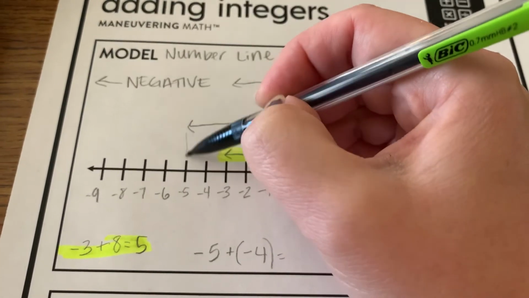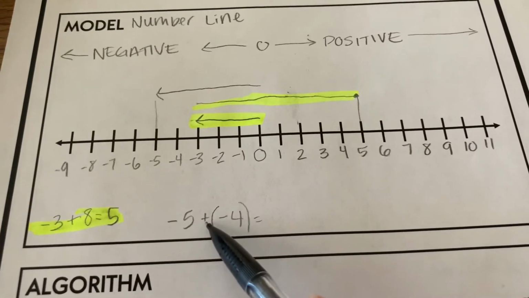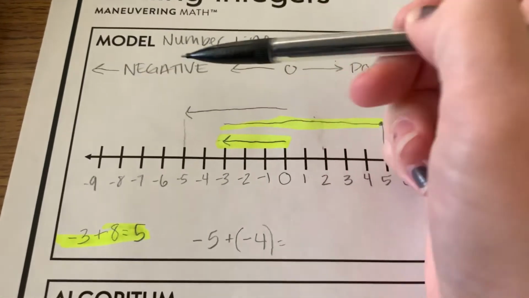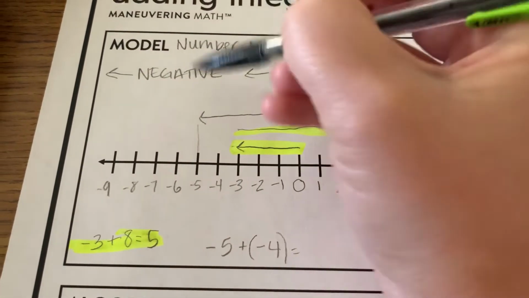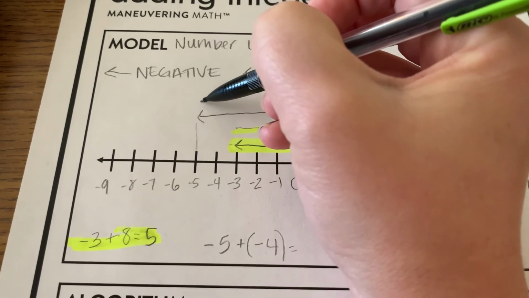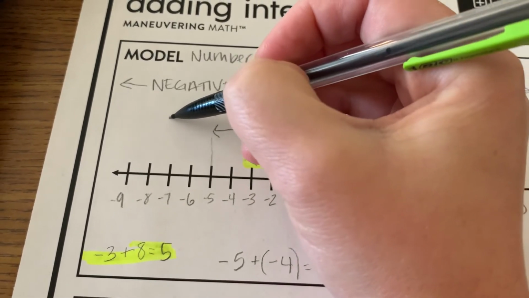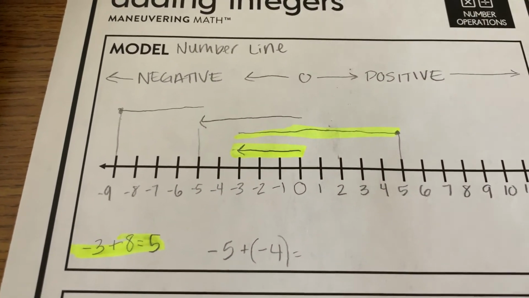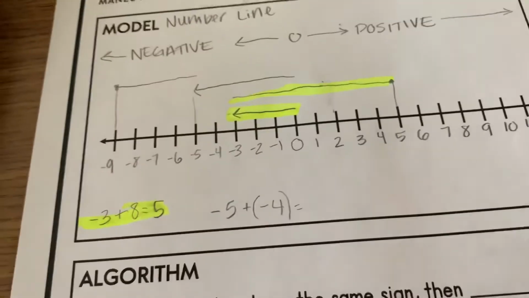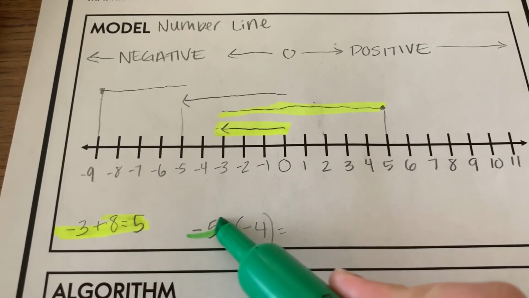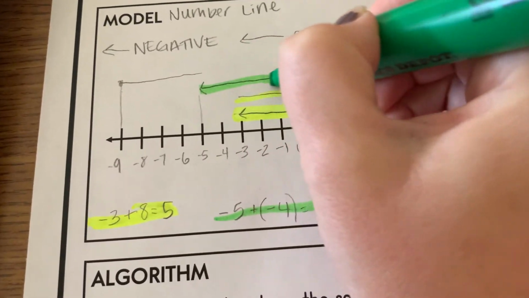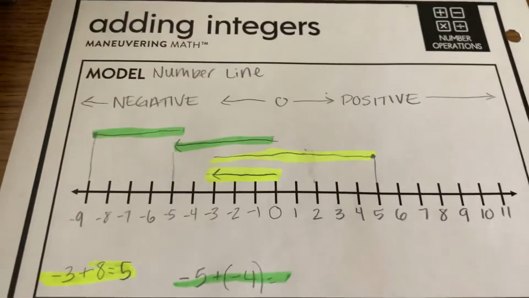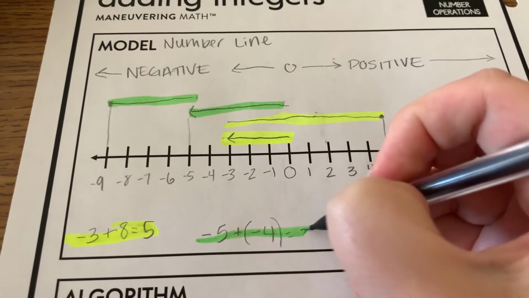Okay? Goes to -5. And then we're gonna add -4. So since we're adding a negative, we're gonna continue going into the negatives. So we would go from here, 1, 2, 3, 4. That gets us to -9, okay? I'm gonna use my other color. This is the example where both are negative, and I'm gonna highlight this in green. Okay, so -5 plus -4 gets us to -9.